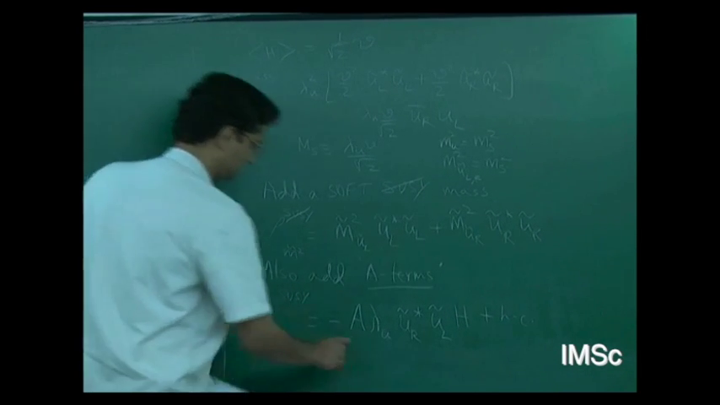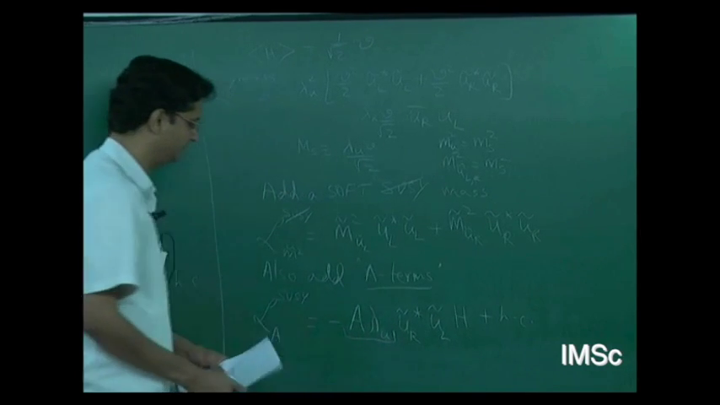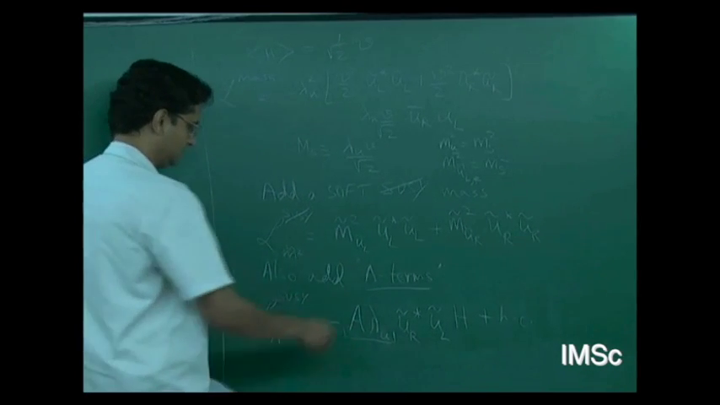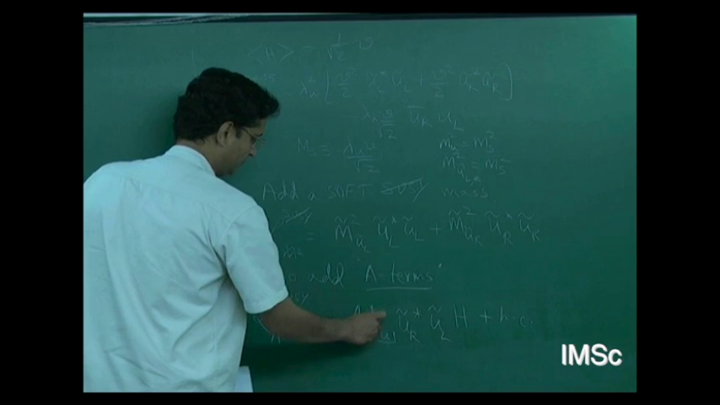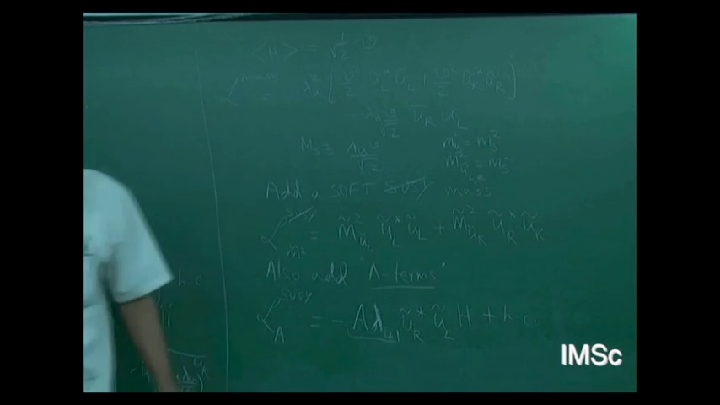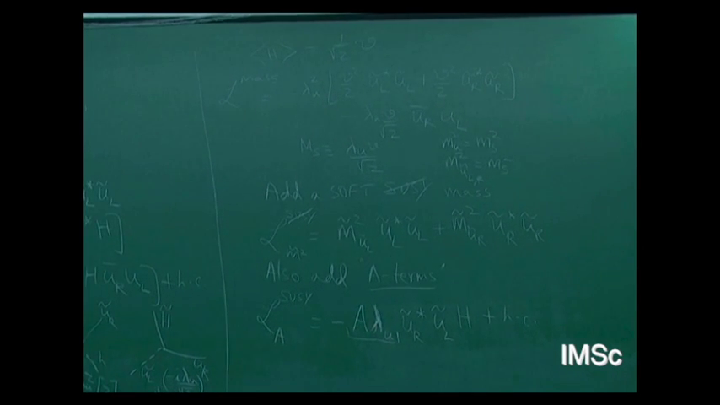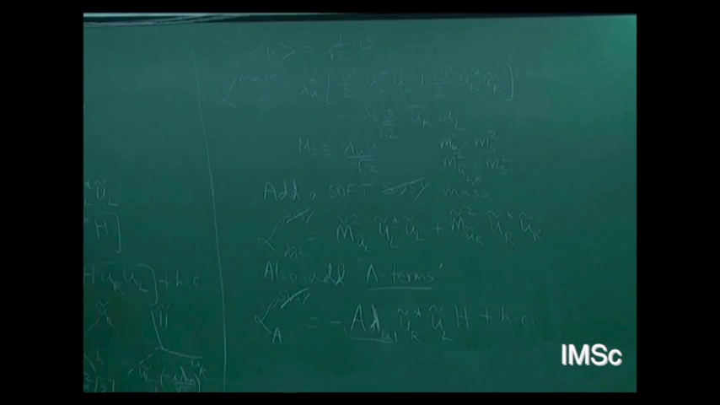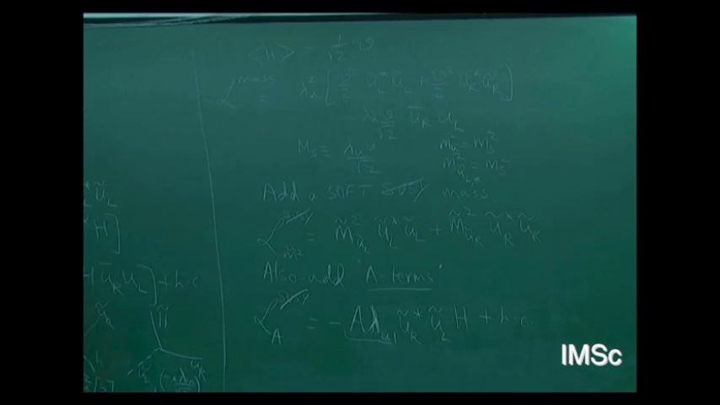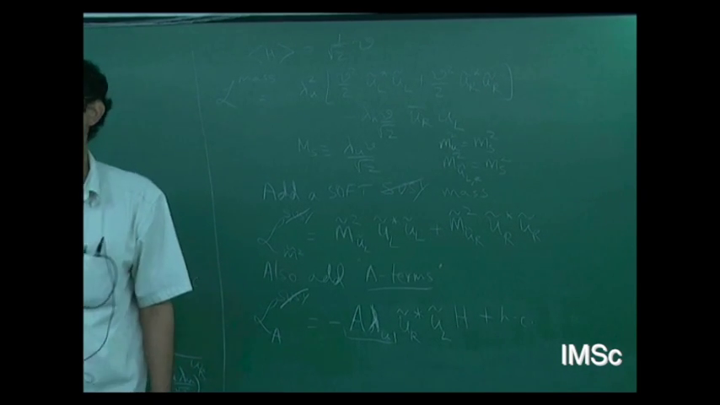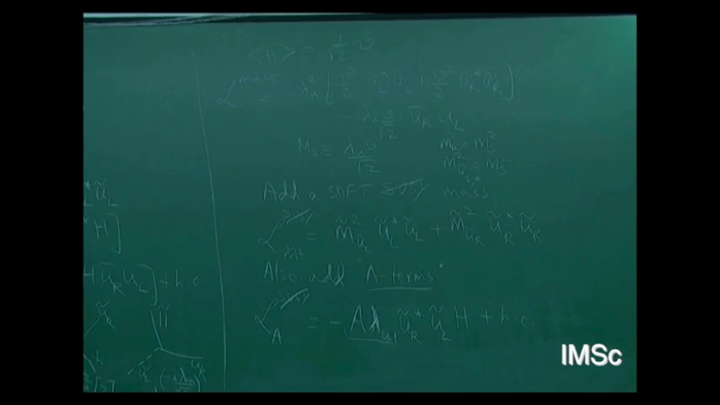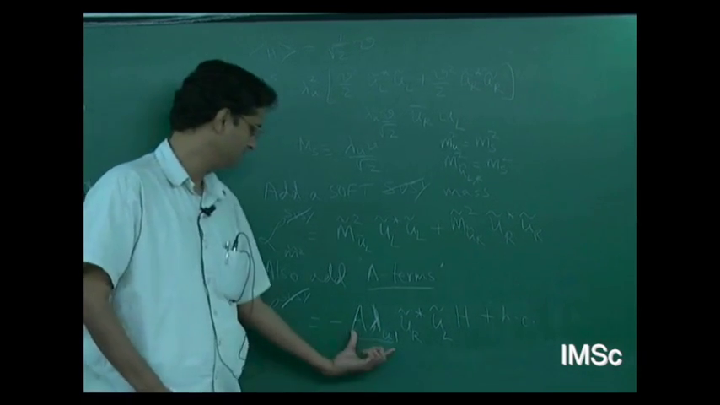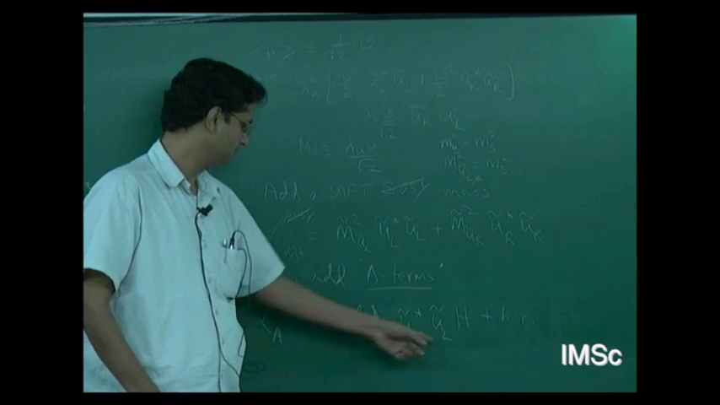So this is just by definition that I have written down a lambda u here. This is the same lambda u as appearing in the superpotential, but A is some new parameter that I've added into the Lagrangian. So again, this is a Suzy breaking term, because I've just added it for the scalars without adding the corresponding term for the fermions. In other words, it did not come out of the superpotential. I just added it into the Lagrangian.